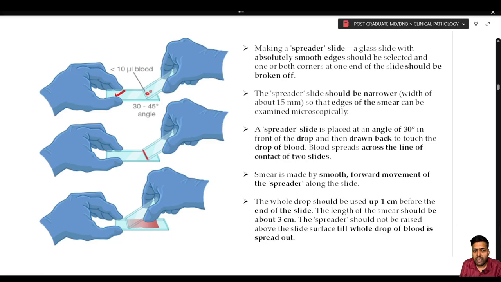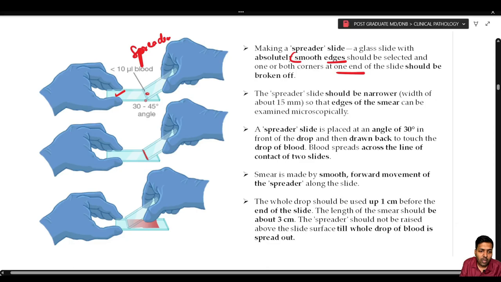Now you want to spread this blood uniformly across this slide. So you have to take a spreader slide. This slide that you can see is the spreader slide. It is a glass slide which should have absolutely smooth edges, and one or both corners at one end of the slide should be broken off. So this corner and this corner should be broken off. Ideally, usually they do not, but if possible you should break off the corners.